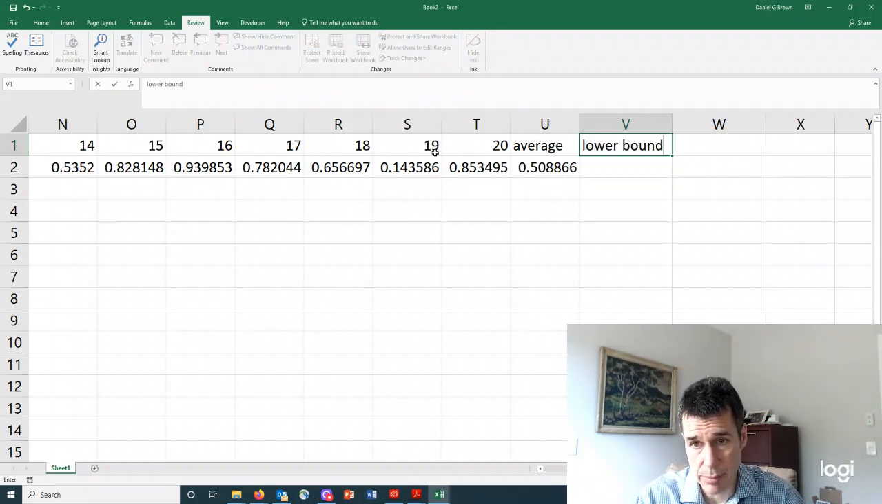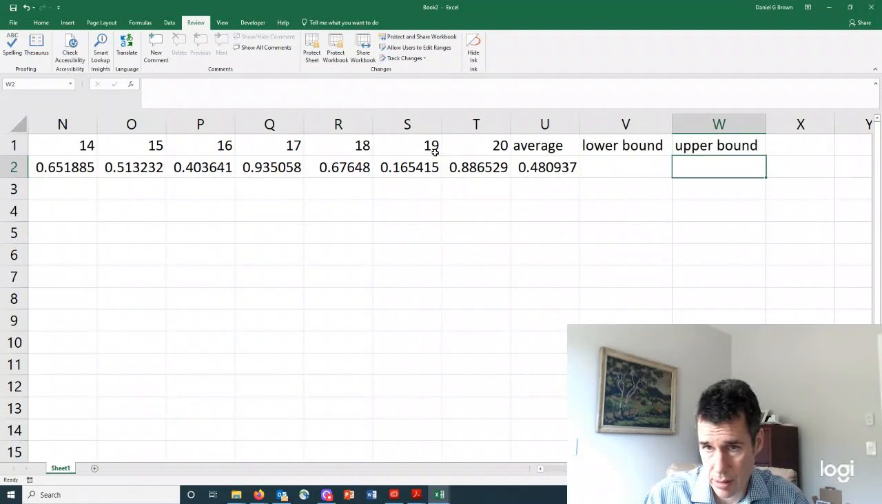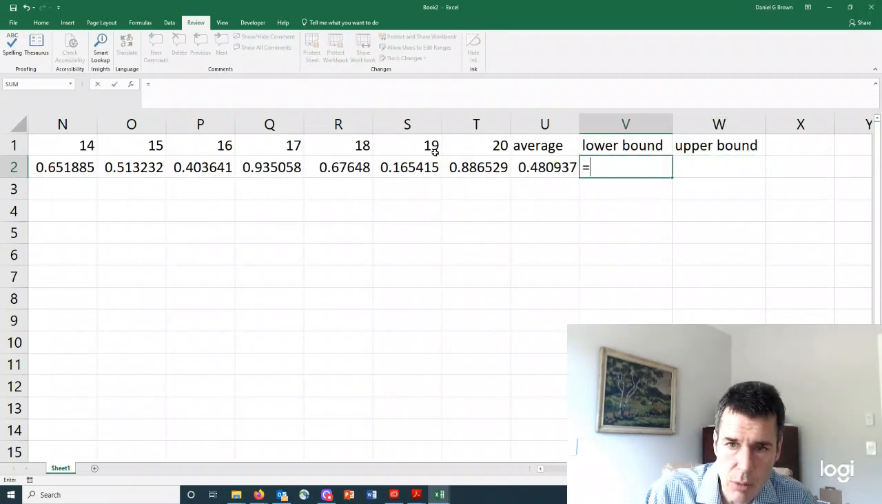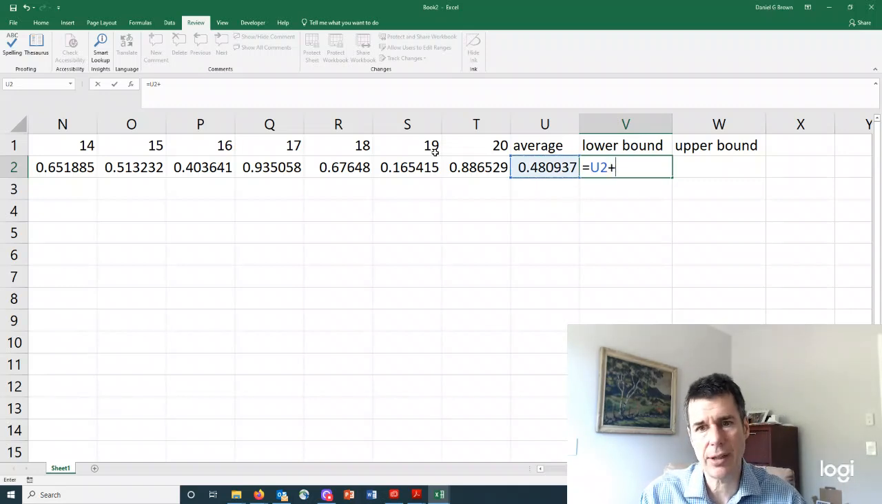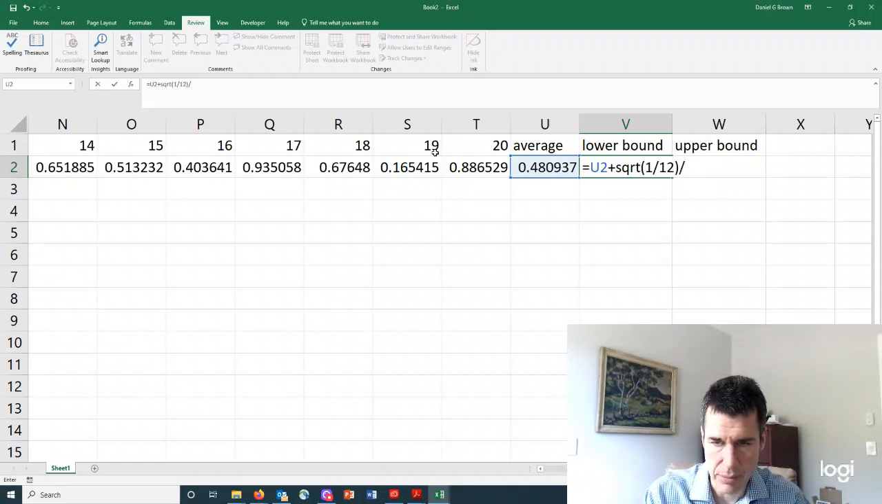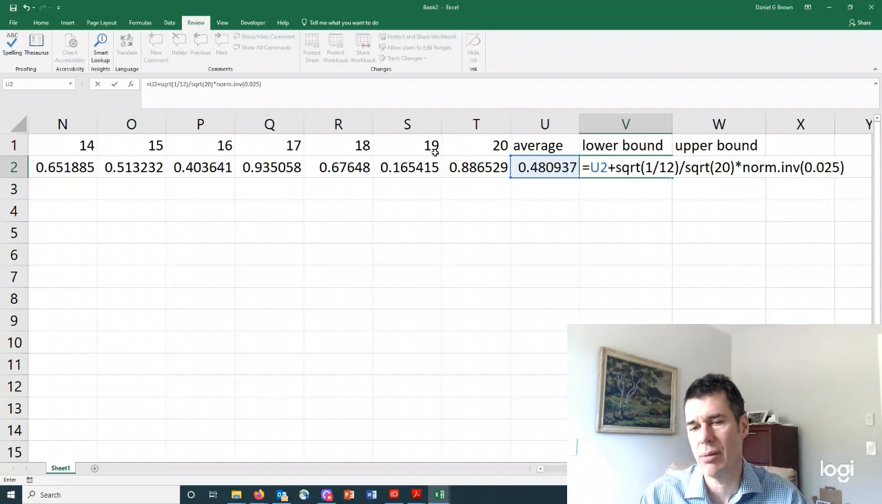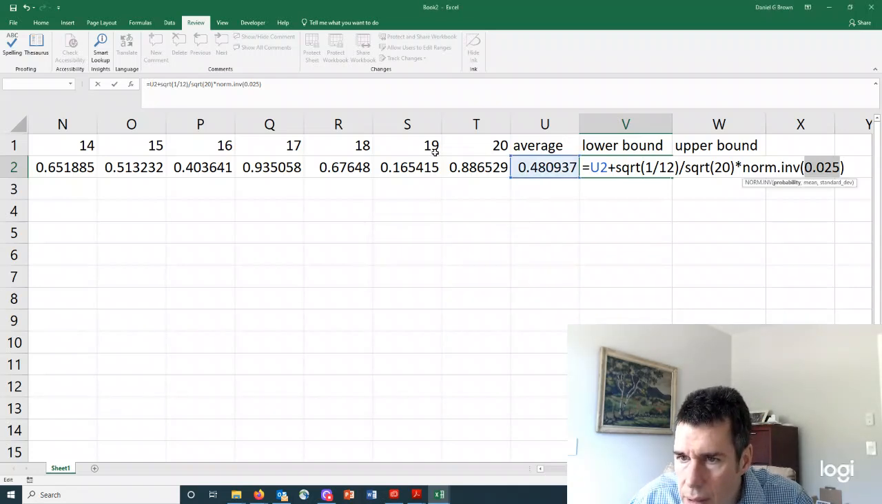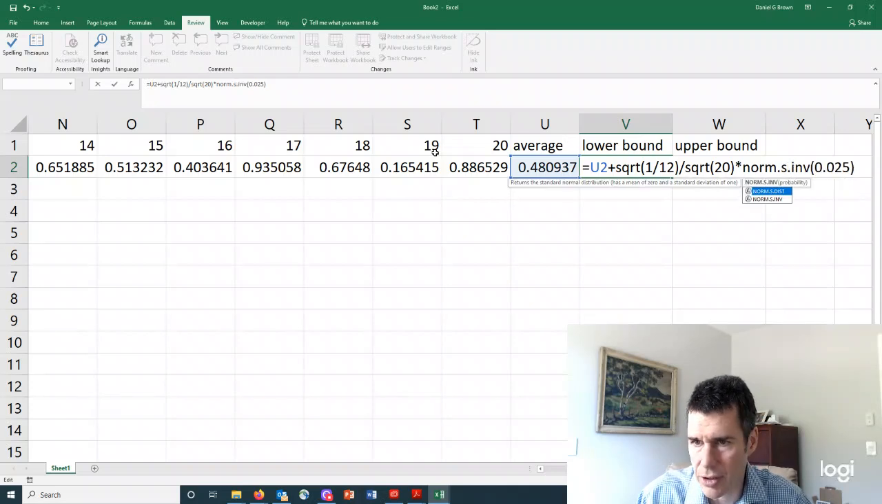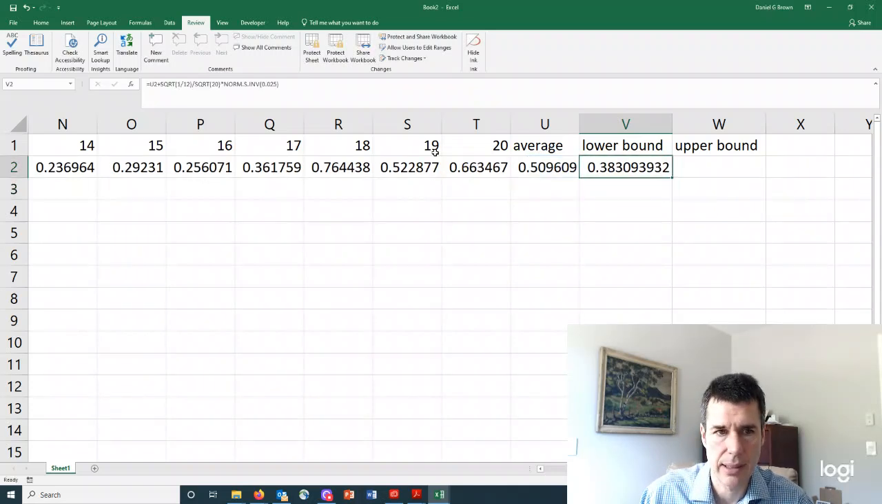confidence interval is going to have a lower bound and an upper bound. The lower bound is going to be this average plus standard error, which is the square root of 1/12. We know that from some other math, divided by the square root of 20, the sample size, times norm.inv of 2.5%. Right, if we're looking for the 95% confidence interval, that means 2.5% is below and 2.5% is above. Norm.s.inv, sorry about that, 0.38.